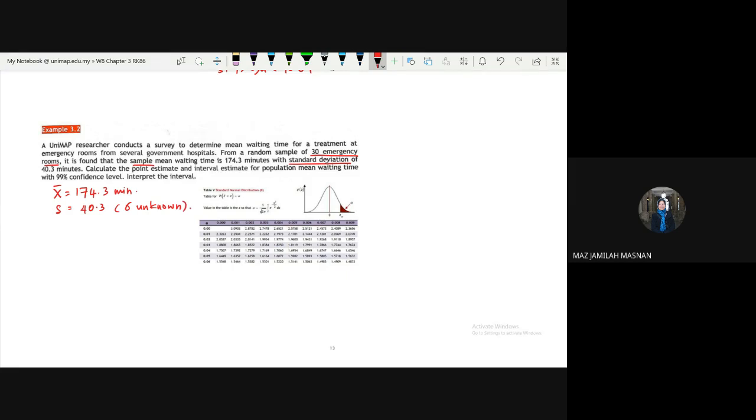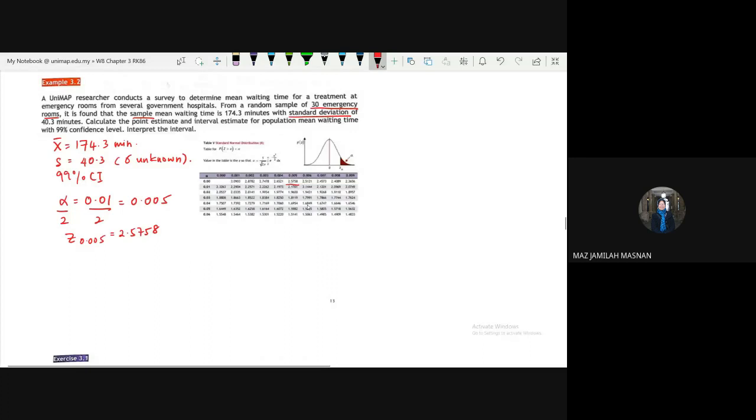Okay, and you are talking about 99% CI. So let's say we look for CI first. Alpha equal to 0.01 divided by 2. So you will have 0.005. So you will get Z 0.005 is equal to 2.5758.